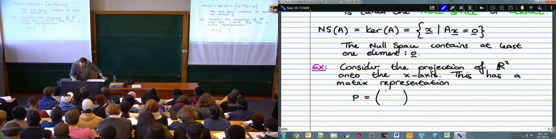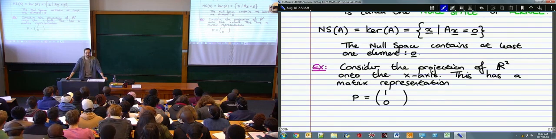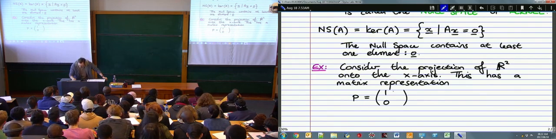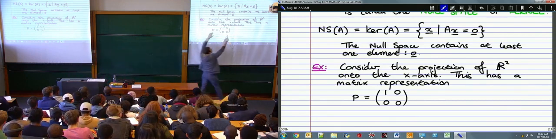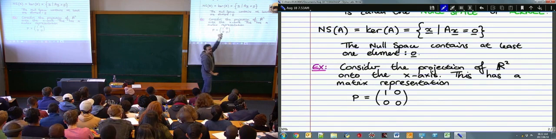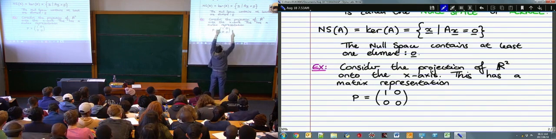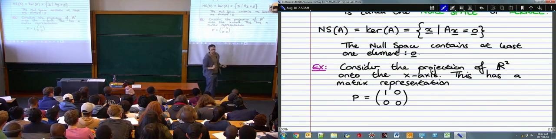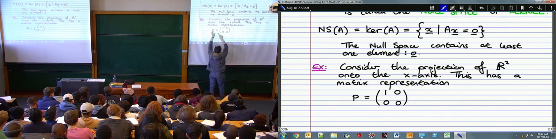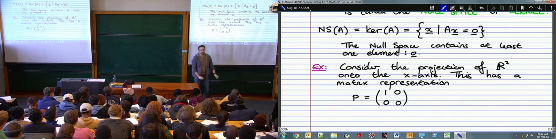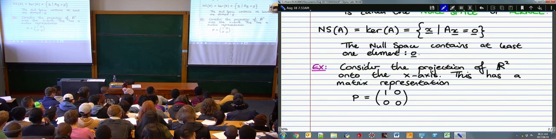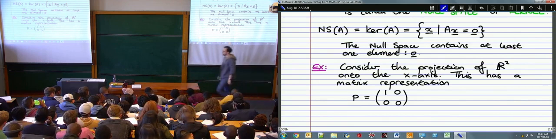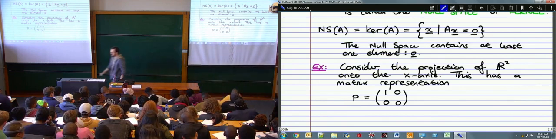Okay, so 1, 0, that's the suggestion for the first column, and the next column? 0, 0, right. So what this does is, if you multiply this by a vector x, y, you get 1x, so your x component stays x, and then 0, 0 multiplied by x, y, so your y component just becomes 0. It takes some vector x, y, and all it does is make the y component 0.